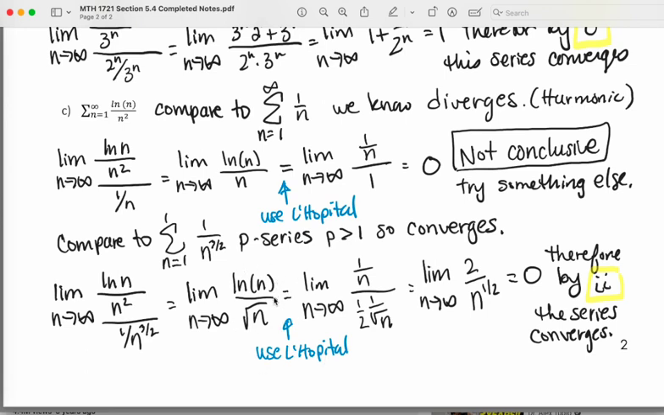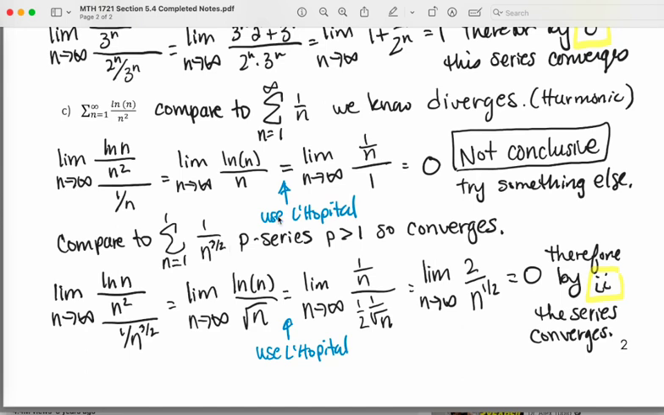So I took the derivative of the top and the bottom. When I did, I got 1 over n on top, and down here I got 1/2 times 1 over square root of n. When I cleaned it up, I got 2 over the square root of n, which gave me a limit of 0.